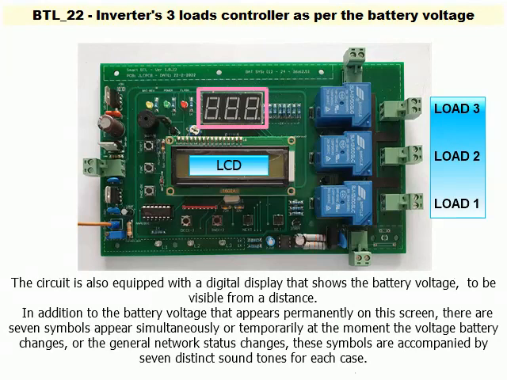The circuit is also equipped with a digital display that shows the battery voltage so it is visible from a distance. In addition to the battery voltage that appears permanently on this screen, there are 7 symbols that appear temporarily at the moment the battery voltage changes, or the general network status changes. These symbols are accompanied by 7 distinct sound tones, one for each case.